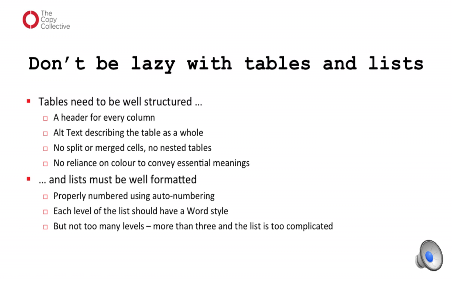And your lists need to be well formatted as well. Properly numbered using auto-numbering, and each level of the list should have a word style. Basically, piece together the content of every cell, make sure they're not unpredictable, and make sure there's not too many levels, more than 3 in the list.